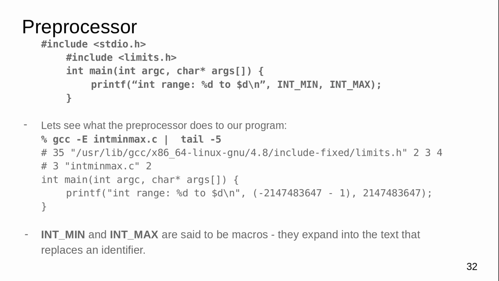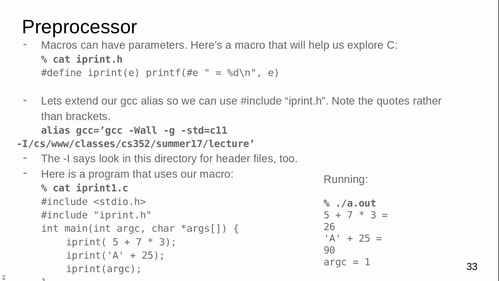And finally, just so we can start using this terminology, these defined numbers are said to be macros. They expand into the text that replaces an identifier. So in this example, the text we're defining with a macro is a number, but we can define a macro to be any string, really. And that's where this next slide comes in, because we can also have macros that have parameters. So here's a macro that will help us explore C.